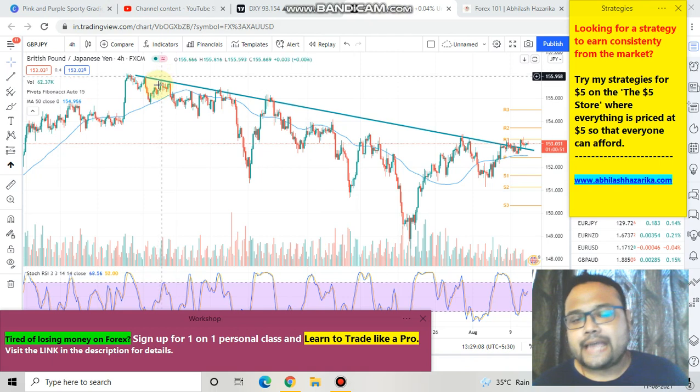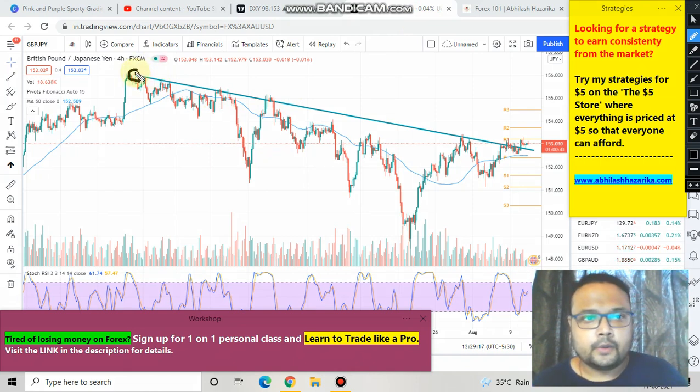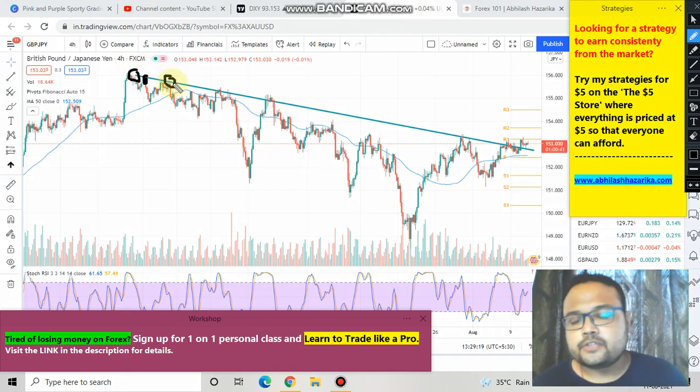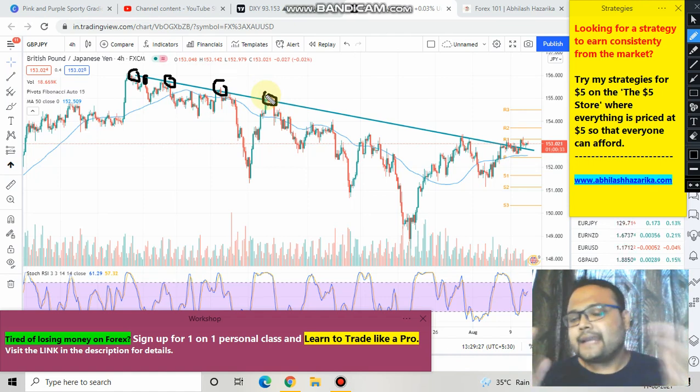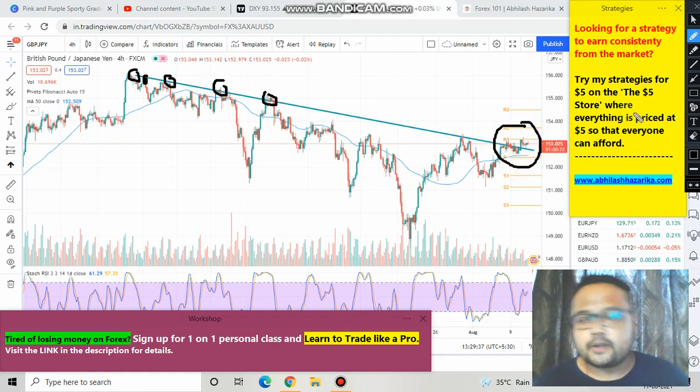This trend line was acting as a dynamic resistance for the market. It was pretty clear that whenever the market was trying to go up, it was facing selling pressure from above, and this trend line has been acting as a strong resistance for quite some time. Till yesterday, it was acting as a strong resistance for the market.